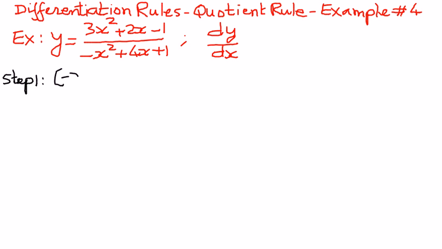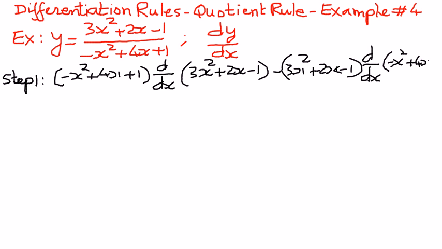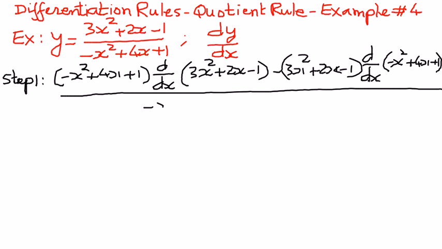So minus x to the power of 2 plus 4x plus 1, d by dx of the numerator function, which is 3x to the power of 2 plus 2x minus 1, minus 3x to the power of 2 plus 2x minus 1, d by dx of minus x to the power of 2 plus 4x plus 1, this whole thing divided by minus x squared plus 4x plus 1, this whole thing raised to the power of 2.